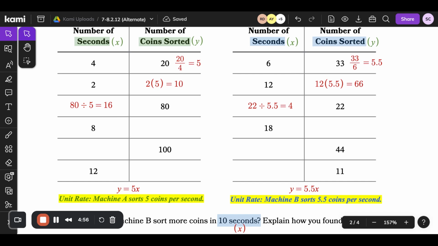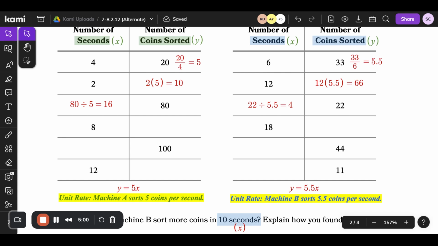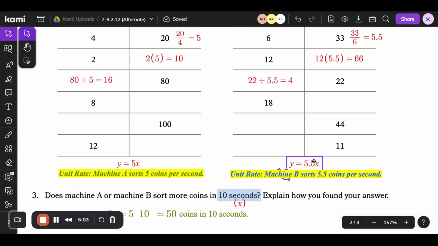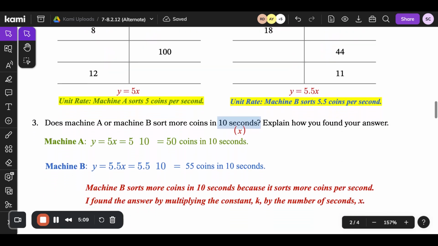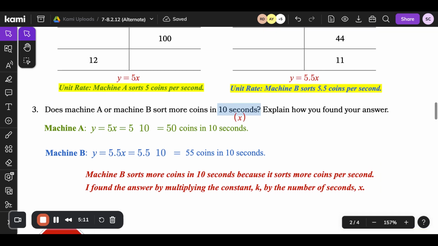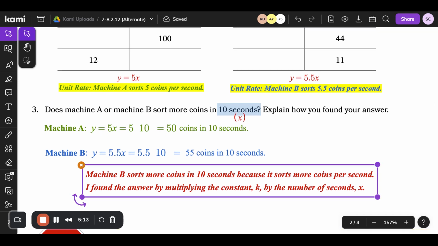So we have to figure out how long it took to sort those number of coins. And our equation for this one is y equals 5.5x, which means that machine B sorts 5.5 coins per second. And for number 3, does machine A or machine B sort more coins in 10 seconds? Explain how you found your answer.